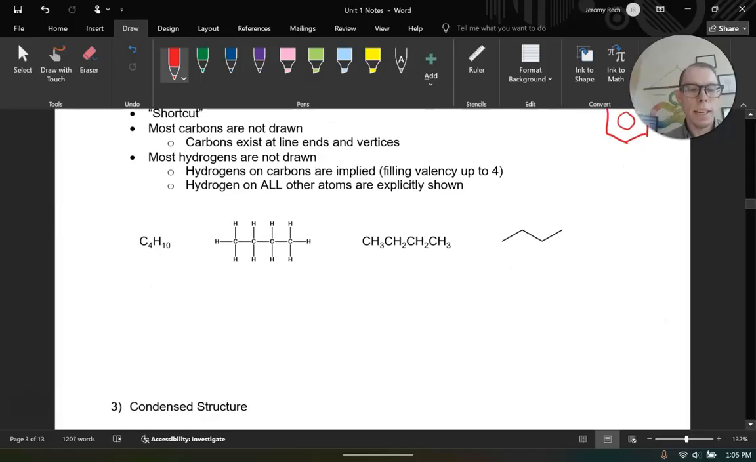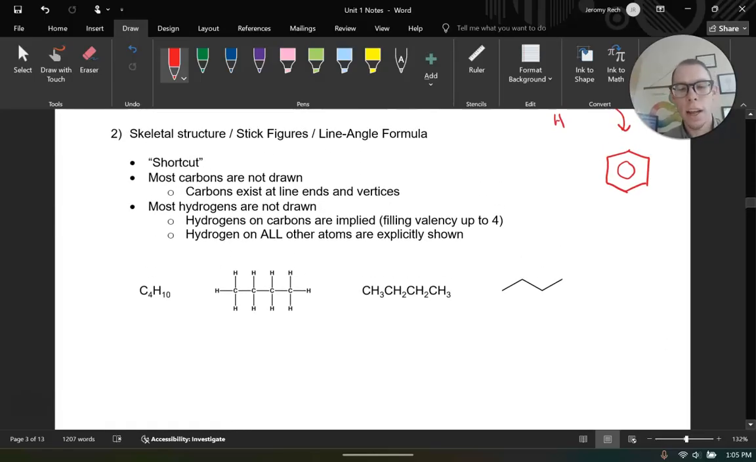Our next thing we'll talk about is our condensed structure, and this CH3, CH2, CH2, CH3 is an example of a condensed structure. And then your line angle formula, or your skeletal structure, is this last one here. Overall, you see it's actually just 3 lines. This and this, the 2 red dots, are the end of a line, and that corresponds to this carbon here and this carbon here on our original.